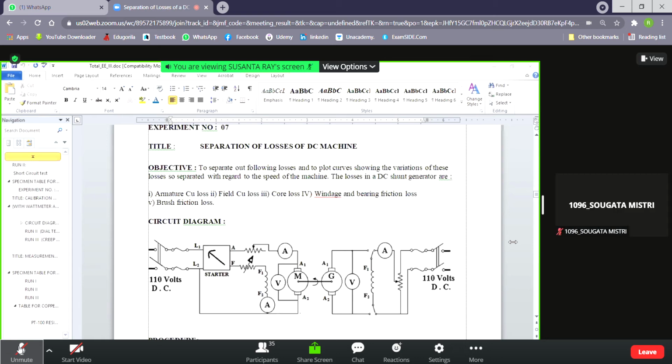Next is the brush friction loss. You know that brush is basically a stationary part, but there is a contact between the brush and which part of the machine? Commutator. Now always there is a pressure on this commutator by the brush, isn't it?